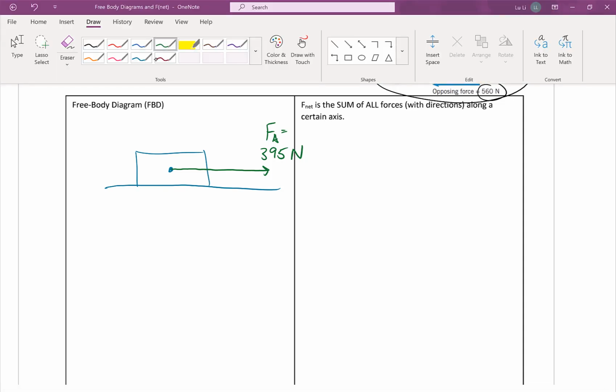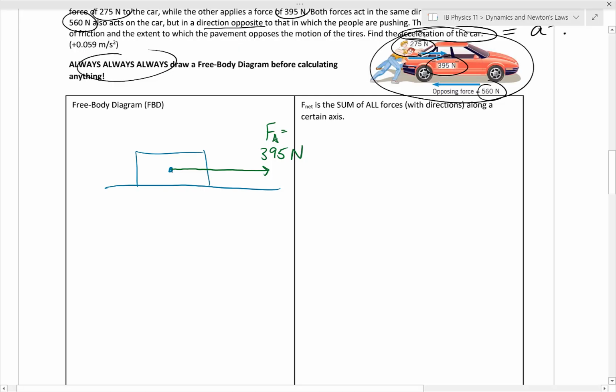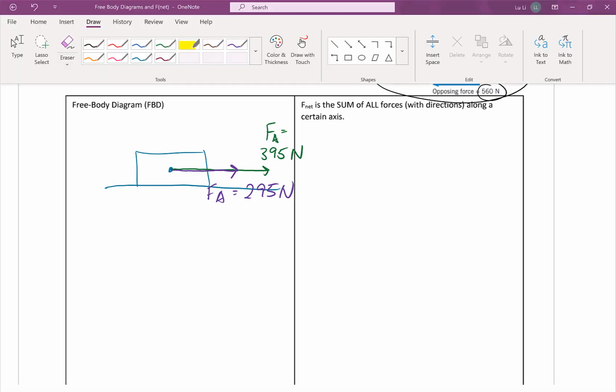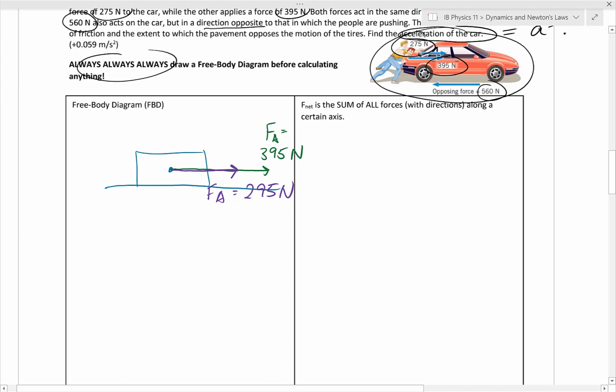Okay, the next one we have is a smaller force, also an applied force. So I'm going to draw a shorter arrow, and this one is 295 newtons. Last but not least, we have a backwards force acting on the object, and it's larger than both of those, 560. So I'm going to label this as the friction force, 560, probably some sort of friction acting on the car, some sort of resistive force, okay? So there we go, that's our free body diagram.